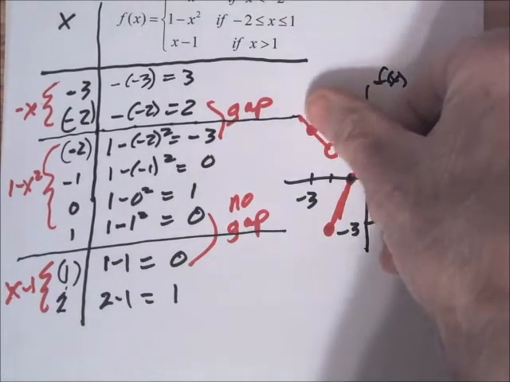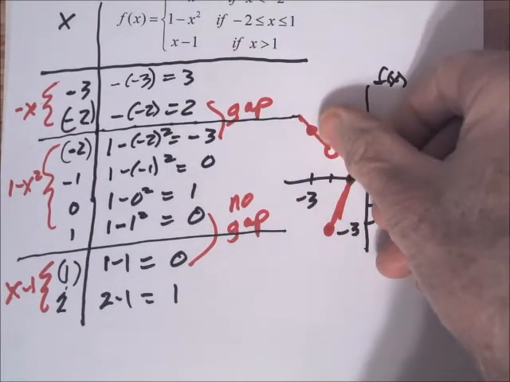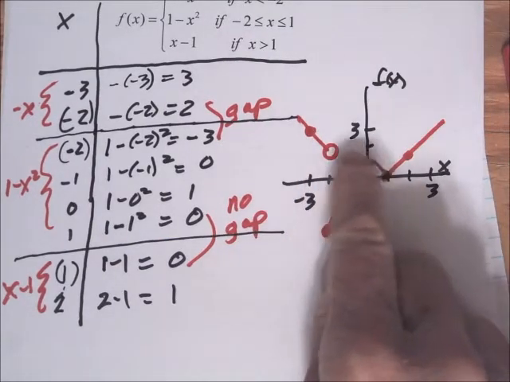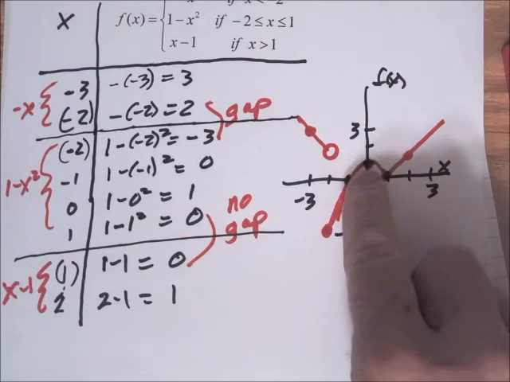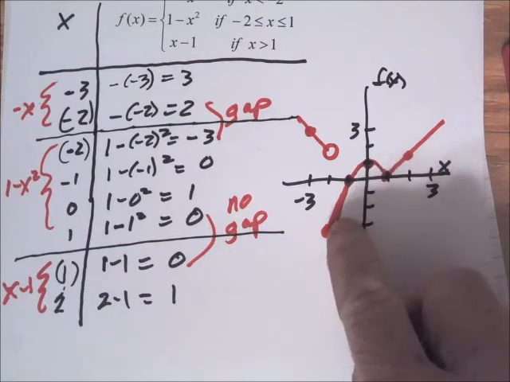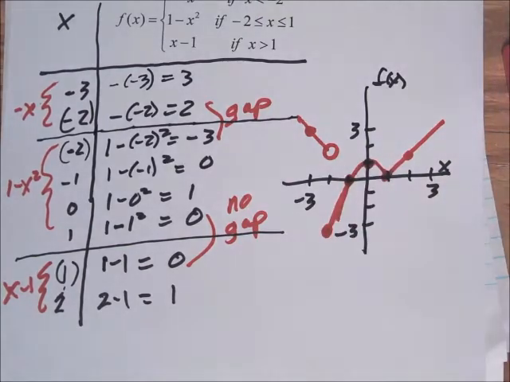We say that the limit as x goes to negative 2 from the left, f of x gets closer and closer to positive 2. But as you approach negative 2 from the right, f of x gets closer to negative 3. So the two one-sided limits do not agree, and that's one type of discontinuity, where you have two different one-sided limits.